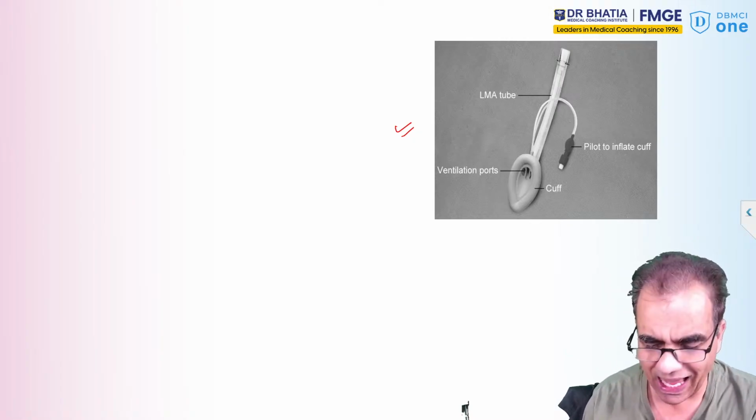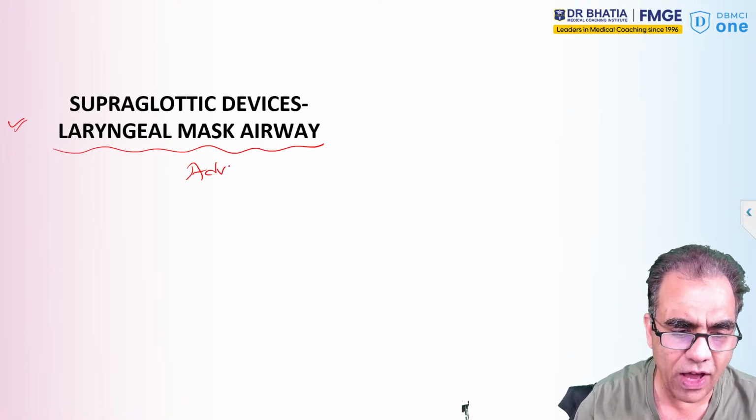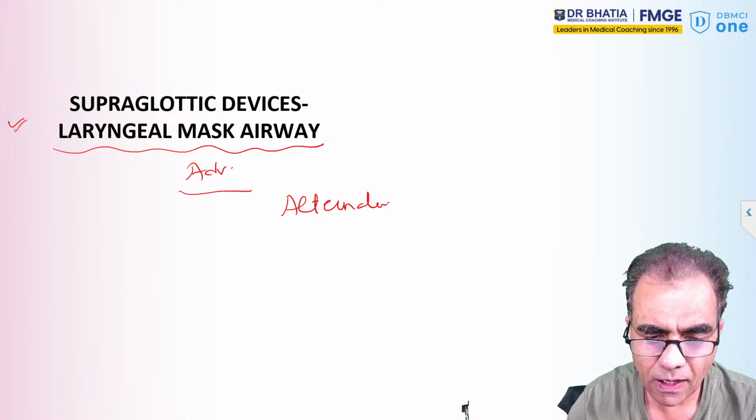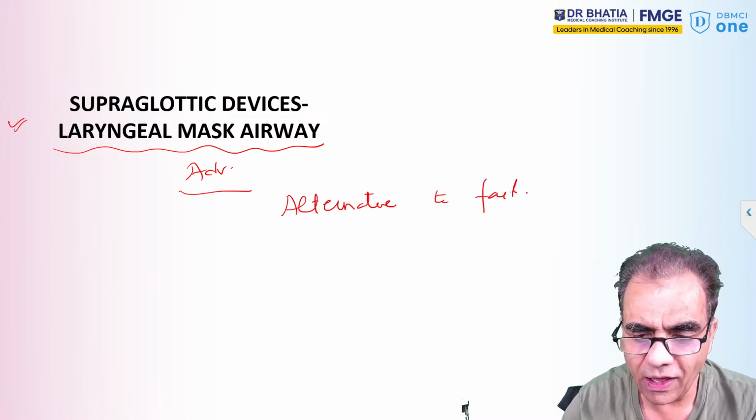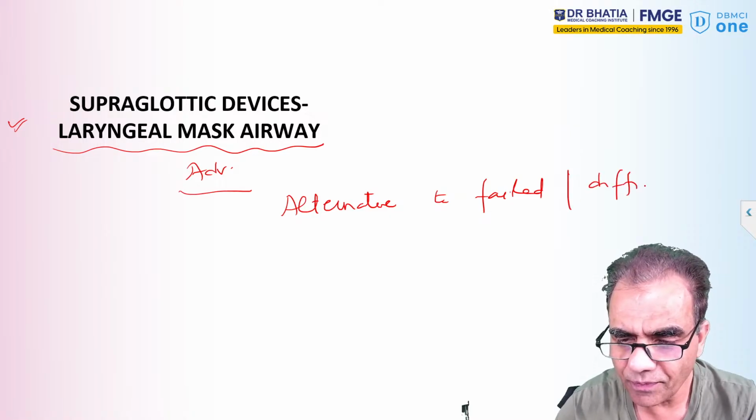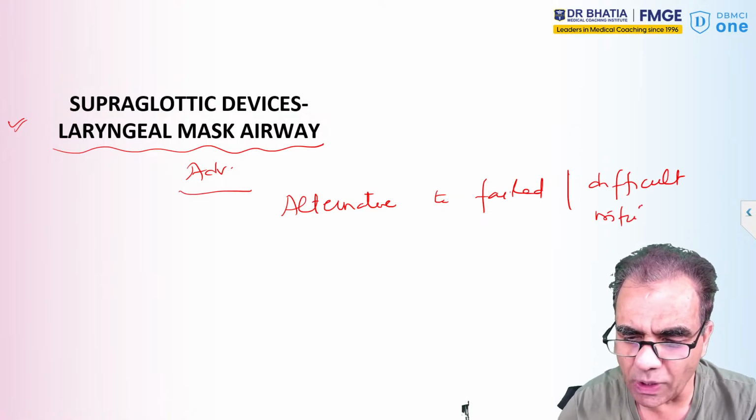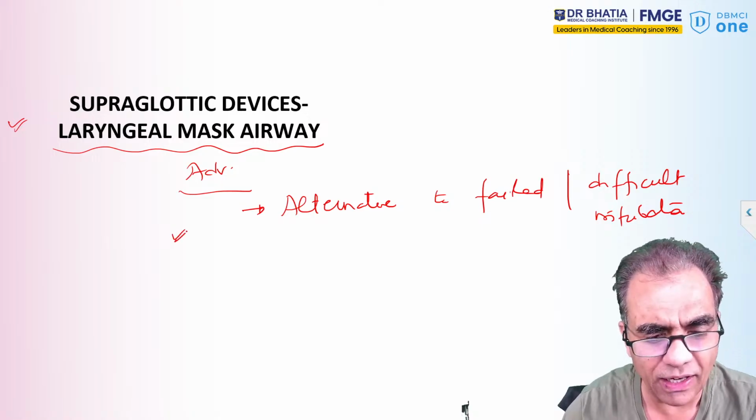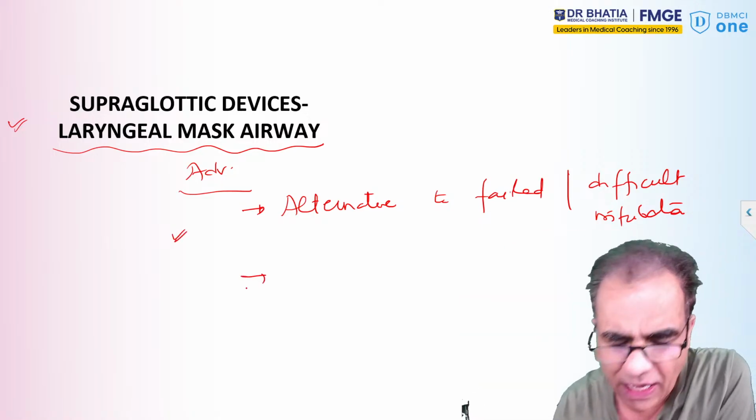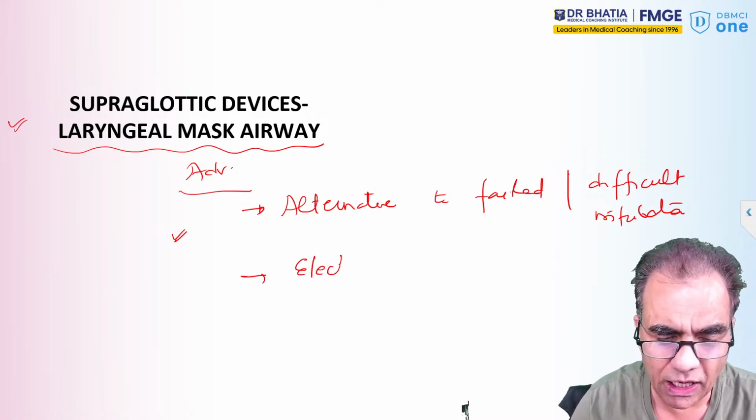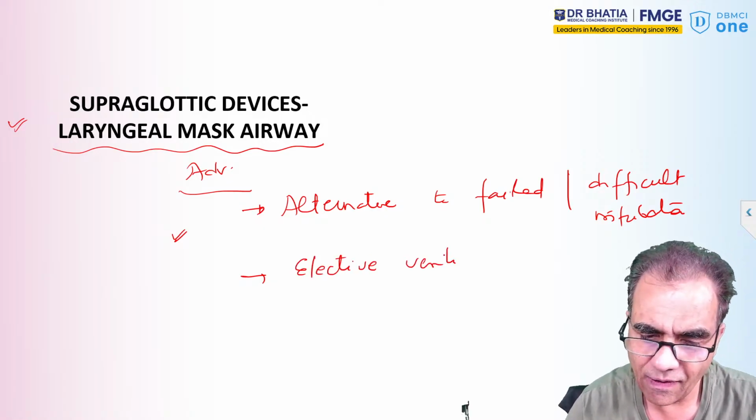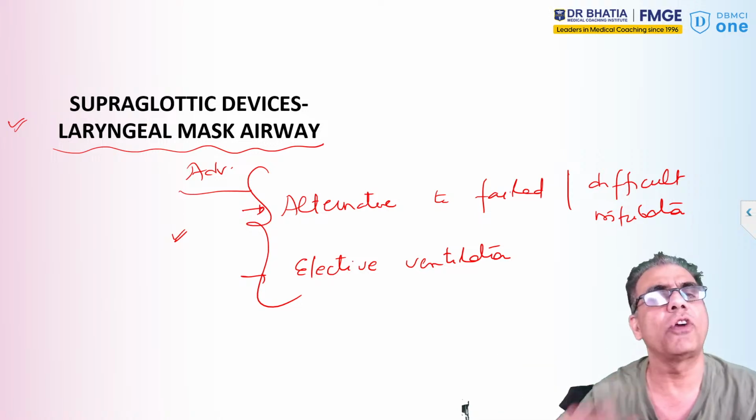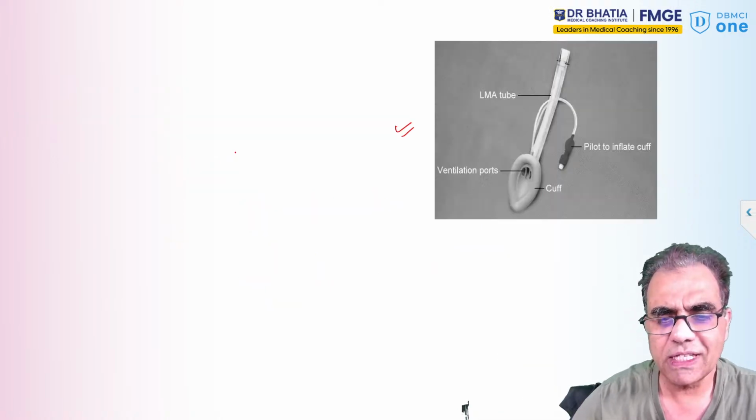Basically, the main advantage of this LMA when it was manufactured was as an alternative to failed or difficult intubation. This was the basic indication for putting an LMA, and that's the chief advantage. However, over the years, we have used LMA so many times that now we are using it even for elective ventilation, because we are confident that we will be able to ventilate the patient. So this is a classical LMA.